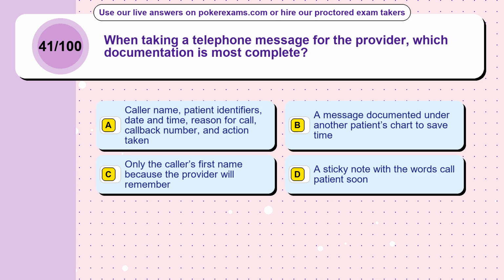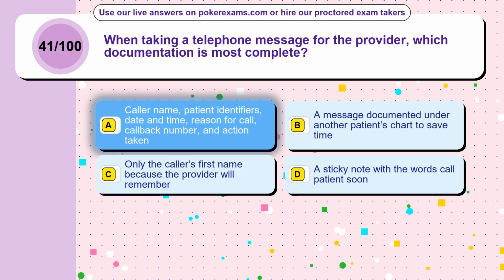When taking a telephone message for the provider, which documentation is most complete? Option A, caller name, patient identifiers, date and time, reason for call, callback number, and action taken. Option B, a message documented under another patient's chart to save time. Option C, only the caller's first name because the provider will remember. Option D, a sticky note with the words call patient soon.